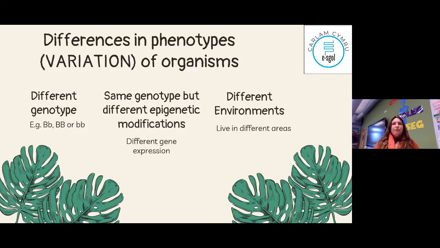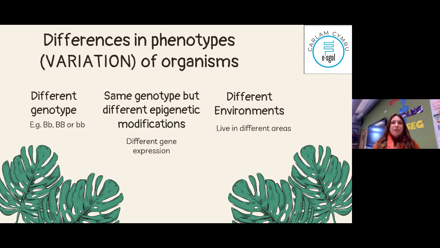So differences in phenotypes, so variation in phenotypes of organisms. So we need to remember that phenotypes are the characteristics that show, they're the colour that shows, for example. So we're not talking about the genotypes yet, which would be, for example, little b for blue eyes. We're talking about the phenotype, which is blue eyes.